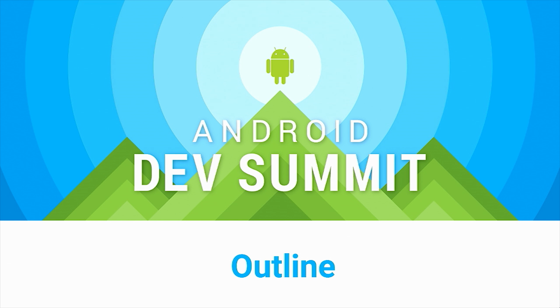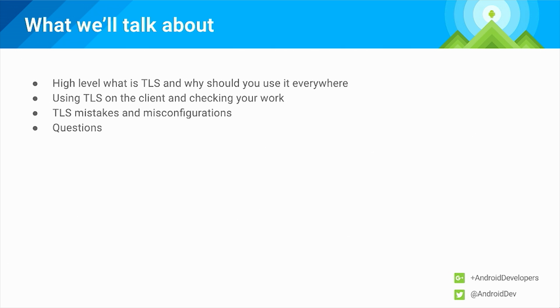OK, so what am I going to talk to you about? First of all, the very, very high level: what is TLS and why you should use it for all your traffic, period, everywhere. Then I'm going to talk about what you actually have to do to use it on the client, and the harder part of actually checking your work, making sure that you're using it. And then finally, we're going to get to my personal favorite part about various mistakes and misconfigurations we've seen, why they happen, why you shouldn't do them, what you should do instead, and finally, some time for questions and answers.